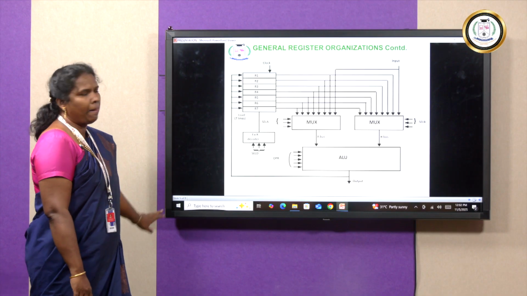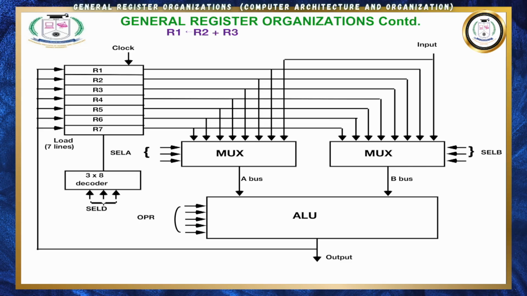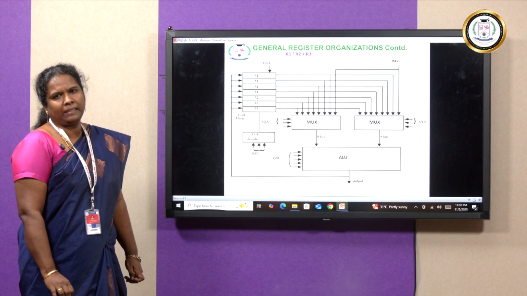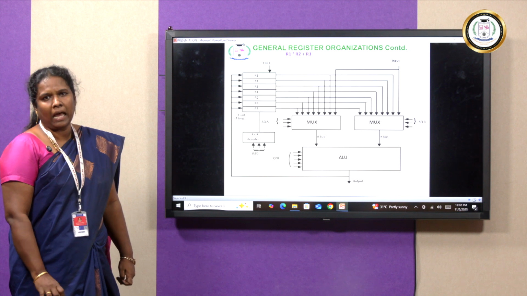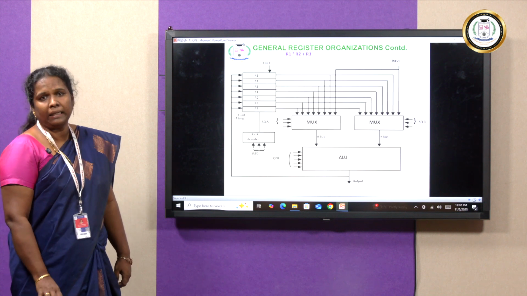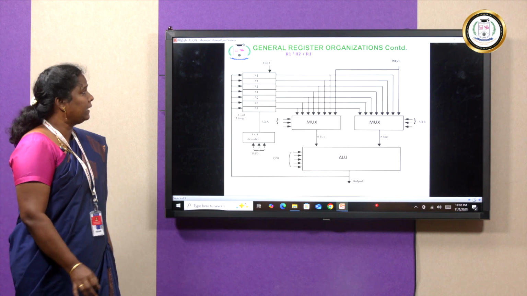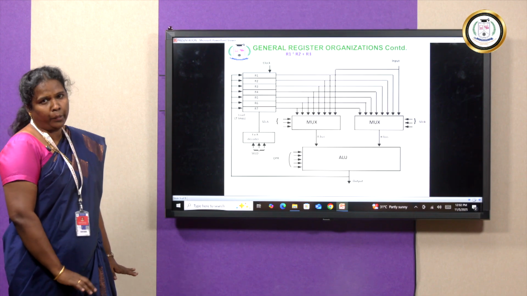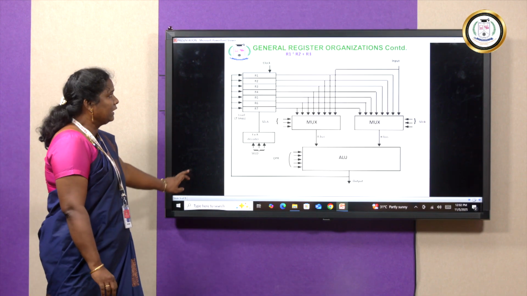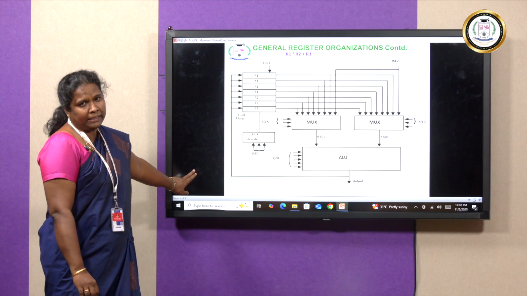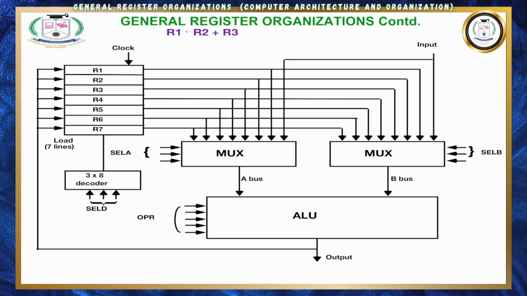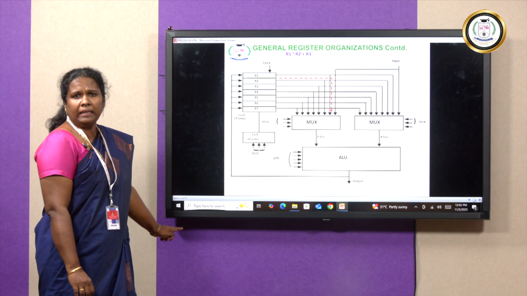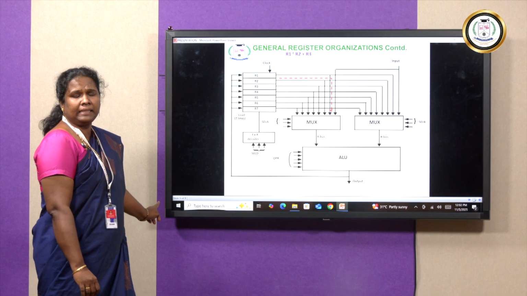Suppose we want to do a simple operation of R2 plus R3, that is, the content of register R2 and the content of register R3 have to be added, and the result has to be stored in register R1. This is a simple process we have to do. For performing this, first we have to select the value from register R2. Even though all the registers are connected to the multiplexer, only the output from register R2 has to be selected.